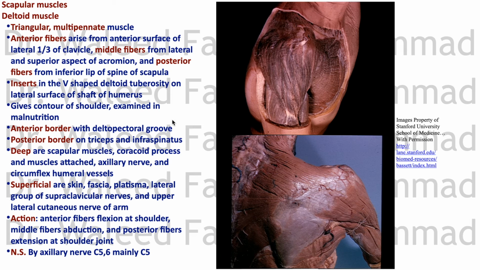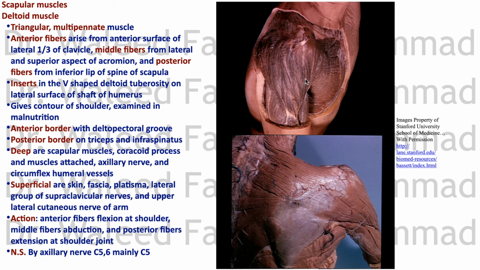The scapular muscles, we have the deltoid muscle. It's a triangular multipinnate muscle. This is the deltoid muscle. And see how it's inserted in the V-shaped deltoid groove on the humerus. It has posterior fibers, middle fibers, and anterior fibers.